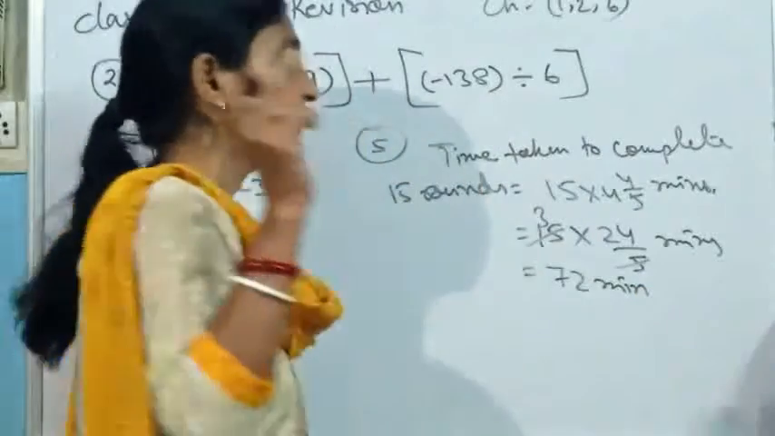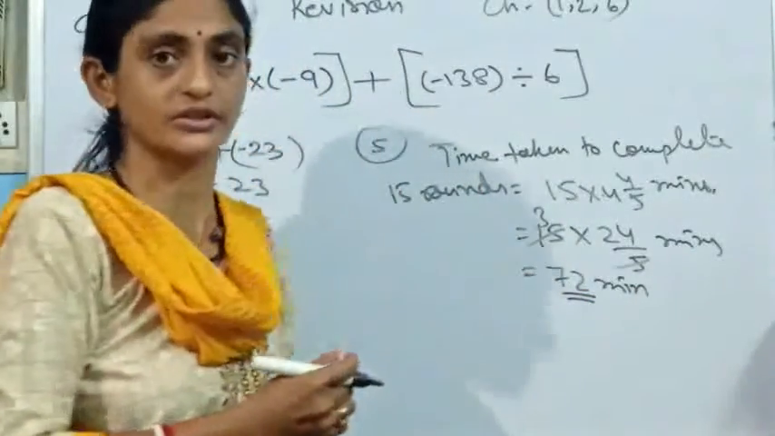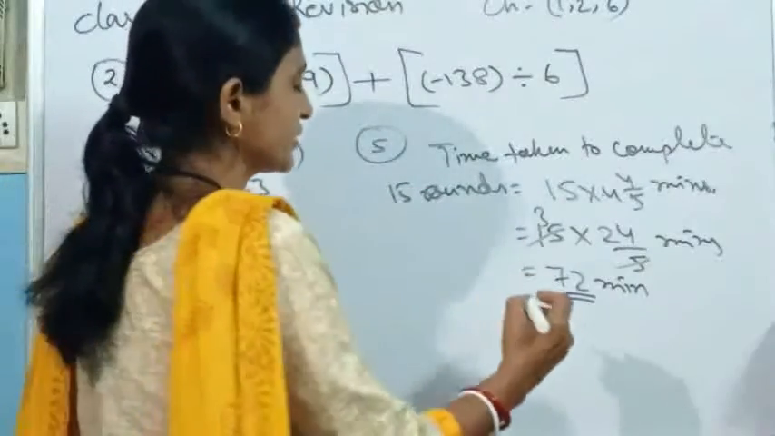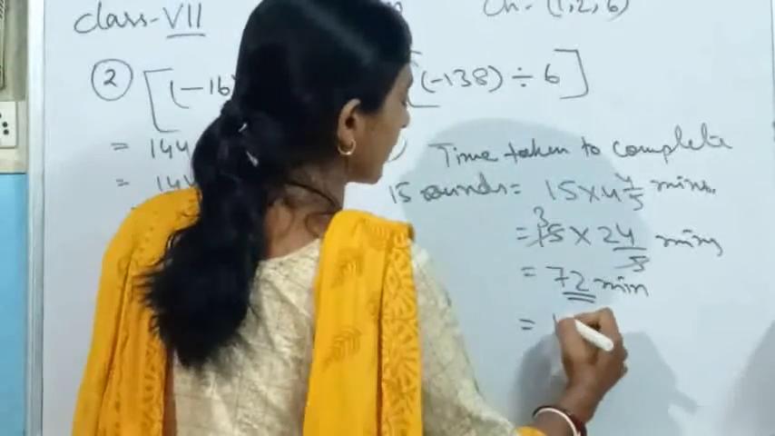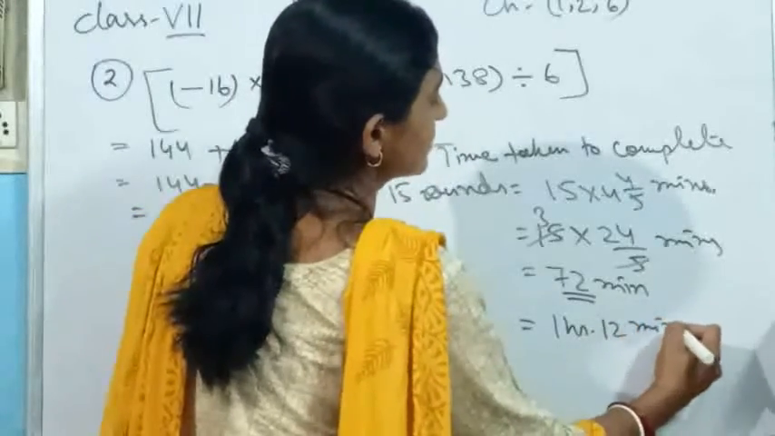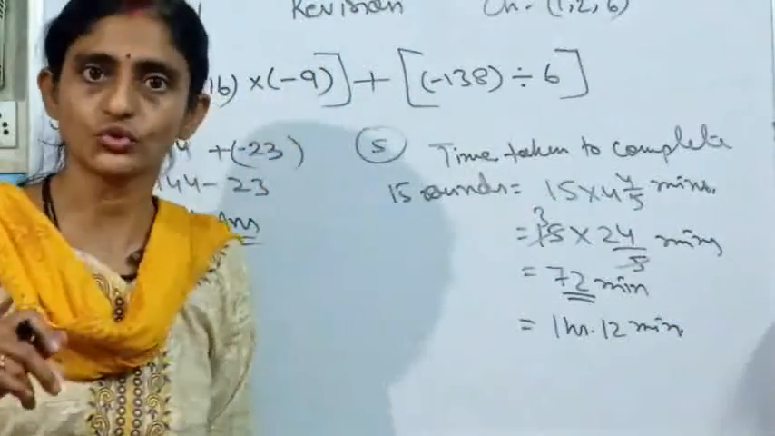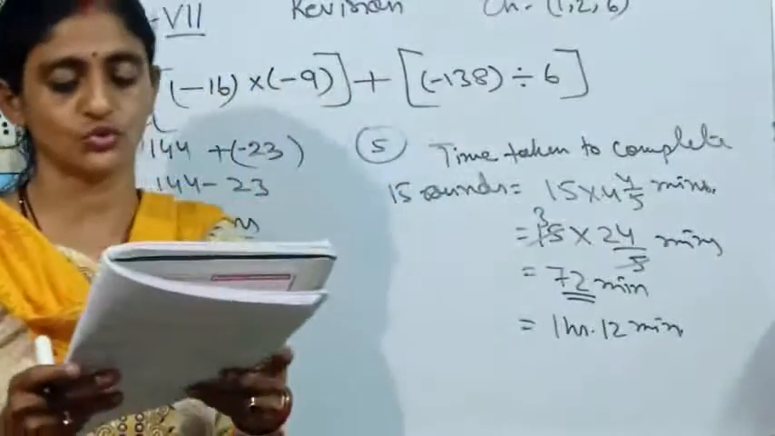Yes, and now see one thing. As we are getting this one as 72 minutes, it stands for what? You can write 60 minutes means 1 hour, you know. So here I can write 1 hour and 12 minutes. That is the answer you are getting in this question. Yes, is this very hard? No, no. So try to solve these questions.